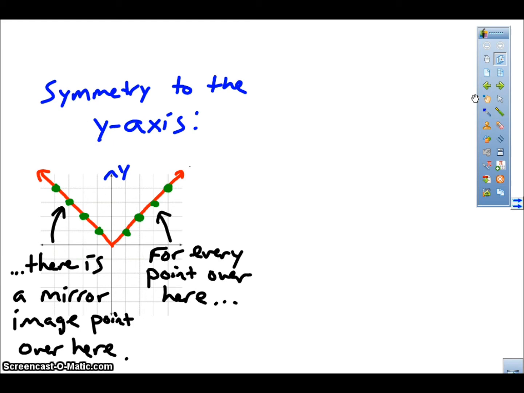So for every point that you have on the right-hand side, there is an exact mirror image point on the opposite side of the y-axis, exactly the same distance away on the other side. That's what it means for a graph to be symmetric to the y-axis.